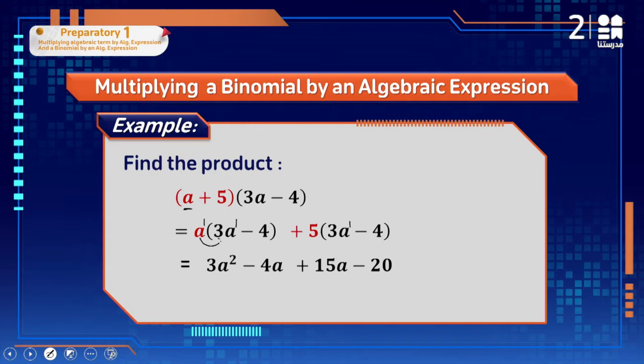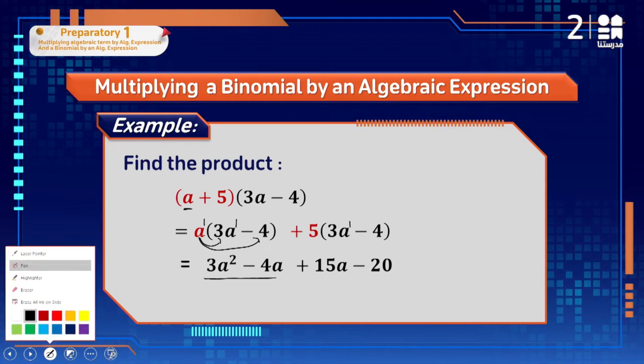Then a times negative 4, it's negative 4a. So we finished this expression. Now the second one, 5 times 3 is 15, and then put a. Then 5 times negative 4, which is negative 20, because positive times negative is negative, then 5 times 4 is 20. I need to simplify the middle term.